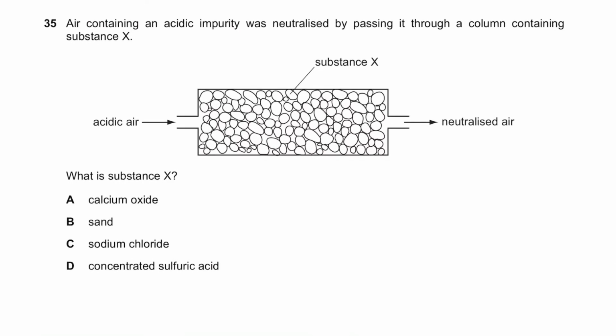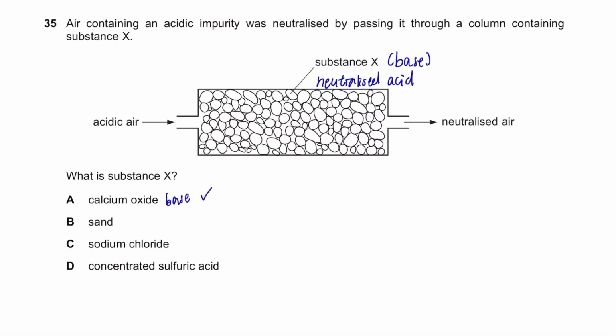Question 35. Air containing an acidic impurity was neutralized by passing it through a column containing substance X. Acidic air is passed through substance X and it becomes neutralized. What is substance X? Obviously, it's something that neutralizes the acid, so it should be some kind of a base. A. Calcium oxide. It's a base. This might be the answer.